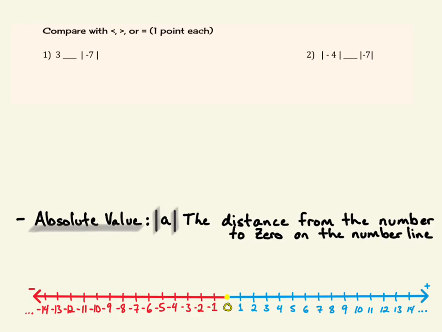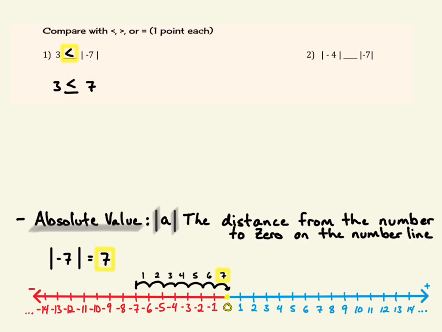So if you're looking at, say, the first problem, we're talking about what is the absolute value of -7. So the absolute value of -7 is the distance from -7 to 0 on the number line. And as you can see, it just makes it positive. So it becomes +7. So I would say, what is the relationship between +3 and +7? Well, 3 is less than +7, so my answer is less than.